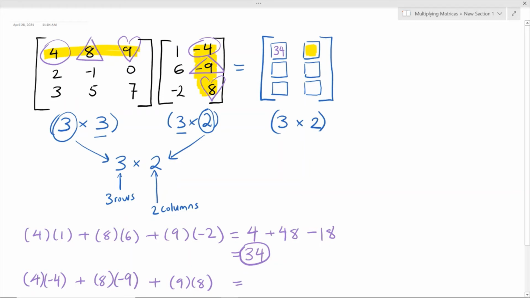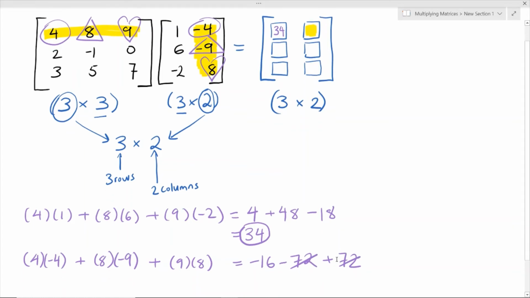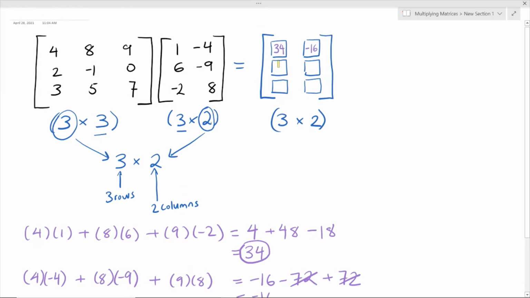Now we are going to multiply them. 4 times -4 gives me -16, 8 times -9 gives me -72, 9 times 8 gives me +72. These two will cancel, and thus we are left with -16. So this entry here will be -16.